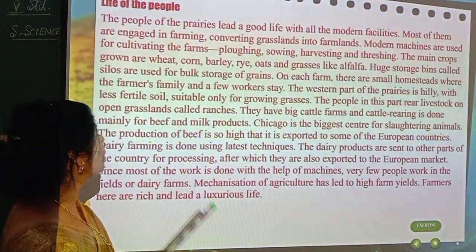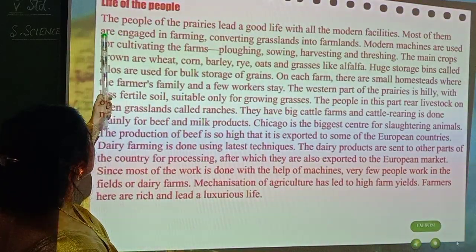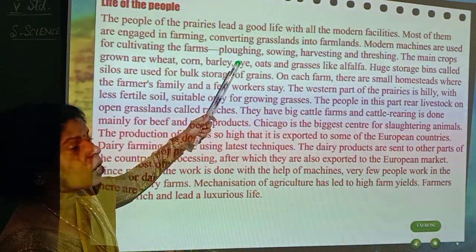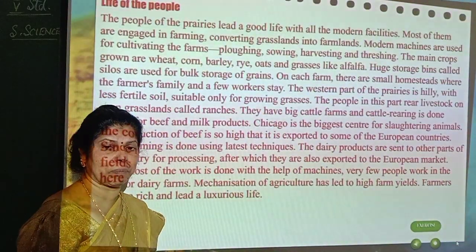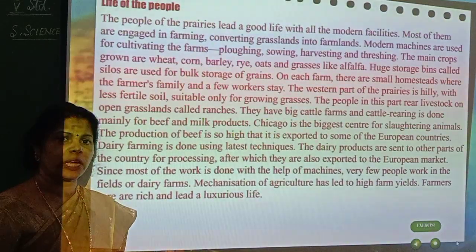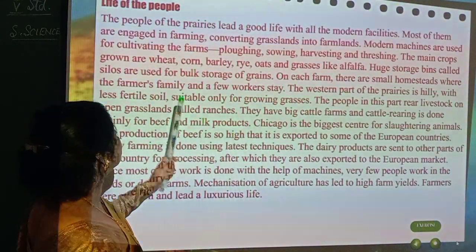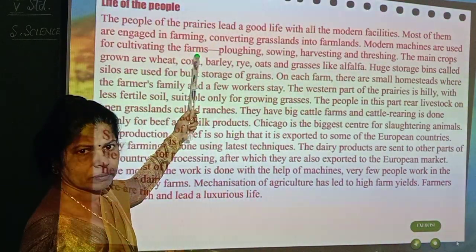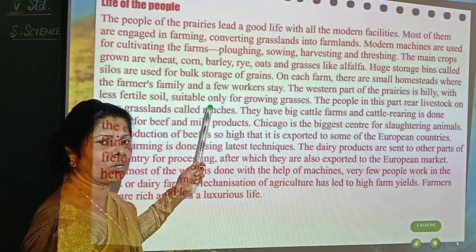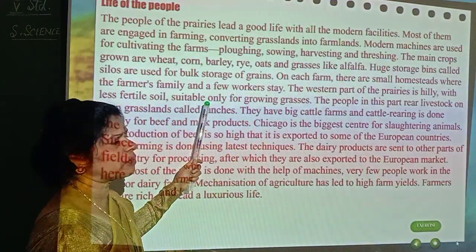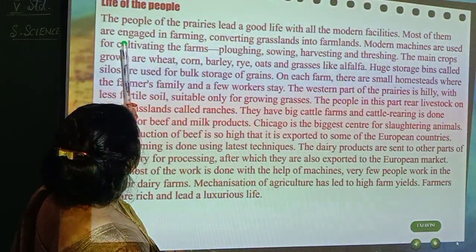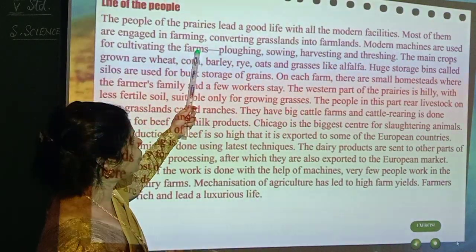So now let us see about the life of the people. The people of the prairies lead a good life with all the modern facilities. They have all the modern facilities to lead a good, luxurious life. Most of them are engaged in farming, because there is availability of water, minerals, everything. So the land is fertile. Because of that fertility, they can do agriculture and grow crops. Farming is nothing but agriculture.